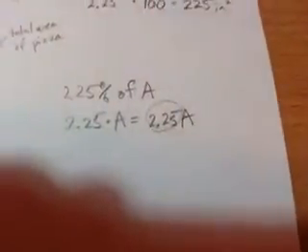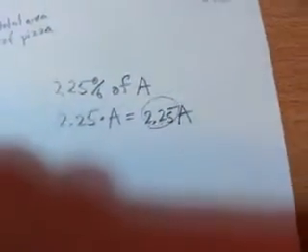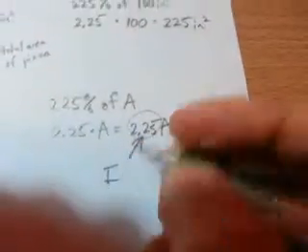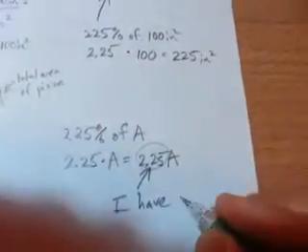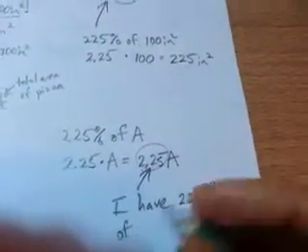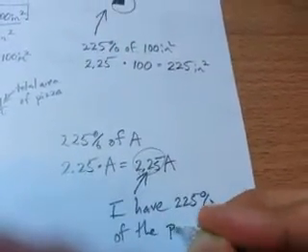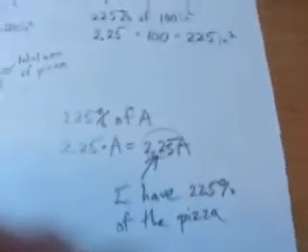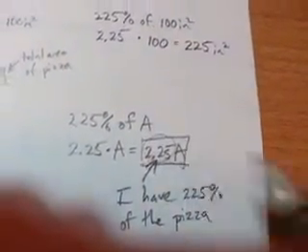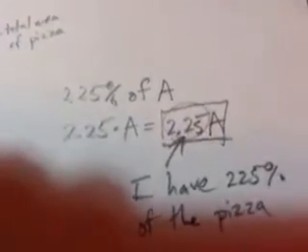Okay, how about over here? What does 2.25A mean? That just simply means I have 225% of the pizza. That's what that means, really. They're just going to give you this right here. They're going to say, oh, A means the area of the pizza. What does that mean?